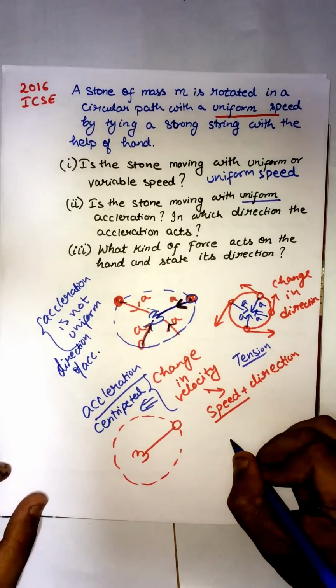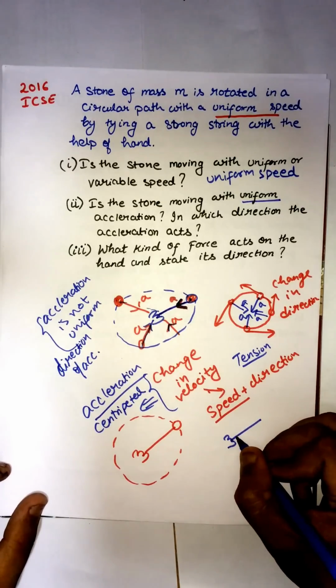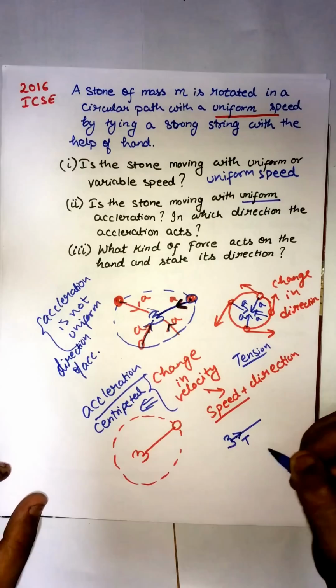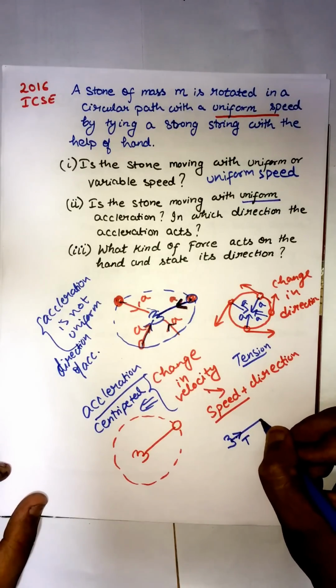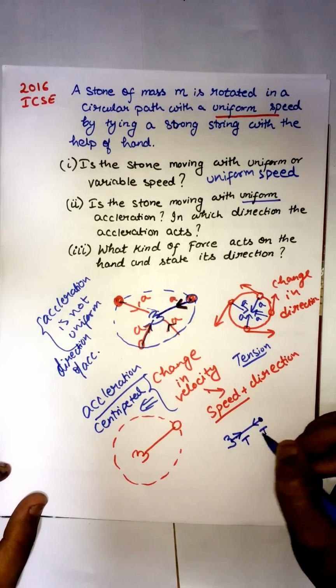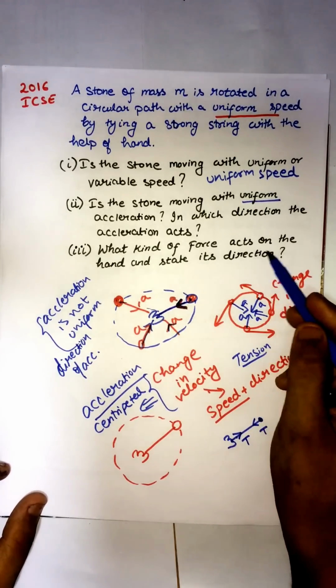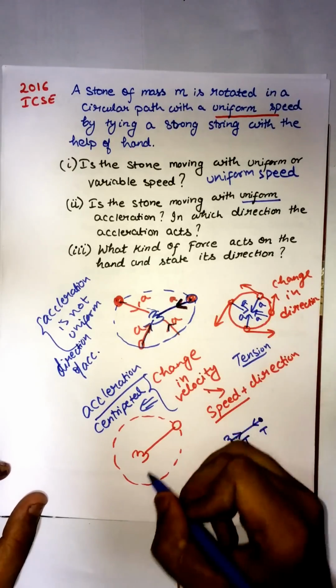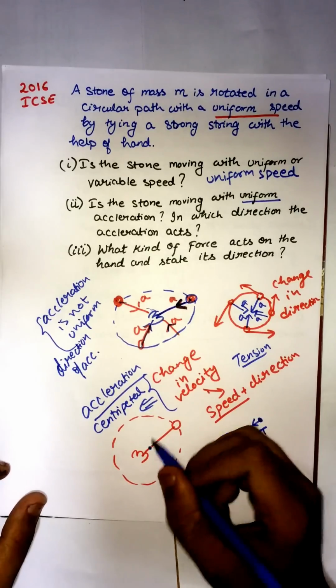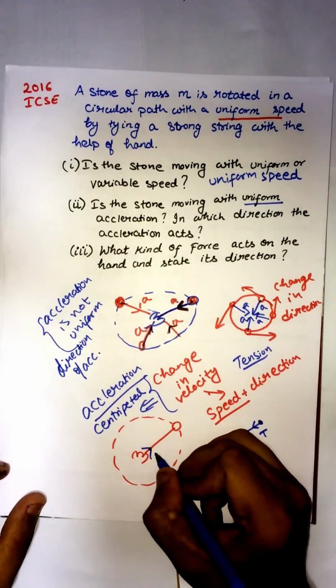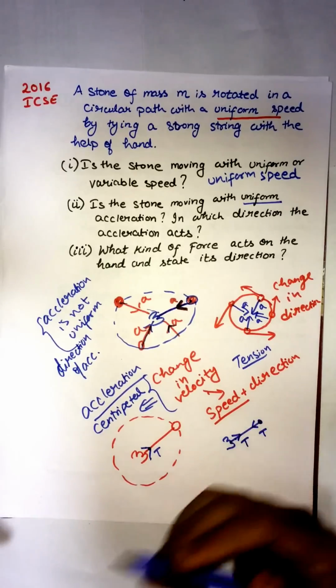Whenever we hold a string like this, okay, the tension over here is away from the point like this. And if I ask, what is the tension over here? Away from this point over here. So the question is, what kind of force acts on the hand? So in my hand, there will be a tension force. And what is the direction? Away from my hand, like this, away from the hand.